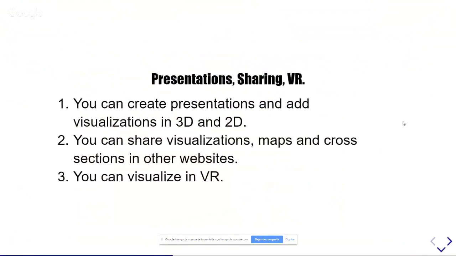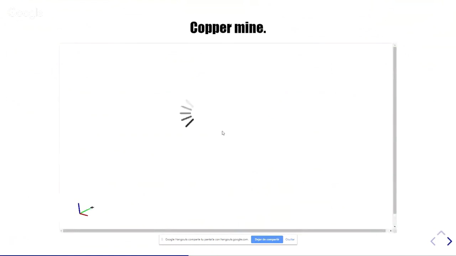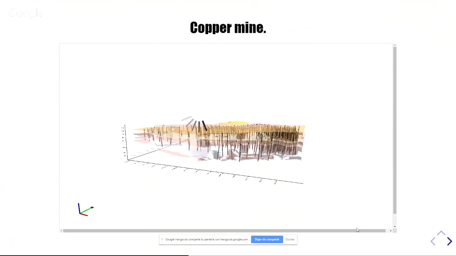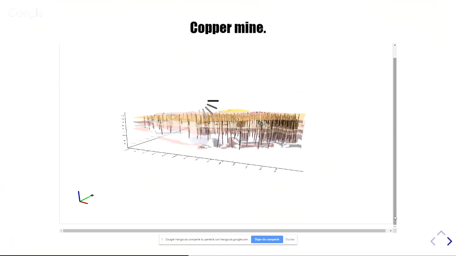Okay, so you can create presentations and add visualizations in 3D and 2D. You can share visualizations, maps, and cross sections in other websites. And you can visualize everything in virtual reality. This is a copper mine in the Duluth complex in the United States. We did a webinar with this geological model last year. Well, actually, it was a bit before that. Okay, so this model has a huge set of boreholes and a lot of information.